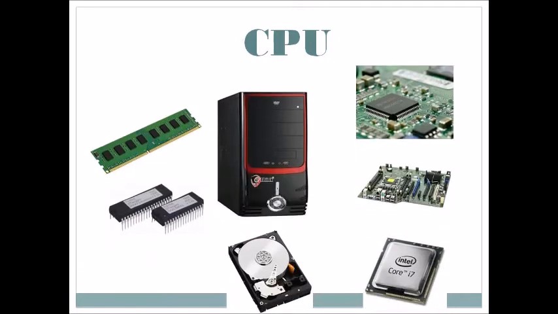Next is the CPU, the central processing unit. The CPU box is the main unit of the computer system, to which all other hardware components are connected through the main electronic board called the motherboard. Look here, this is the motherboard, core chip i7, hard disks, RAM, ROM, and this is the circuit of the motherboard.